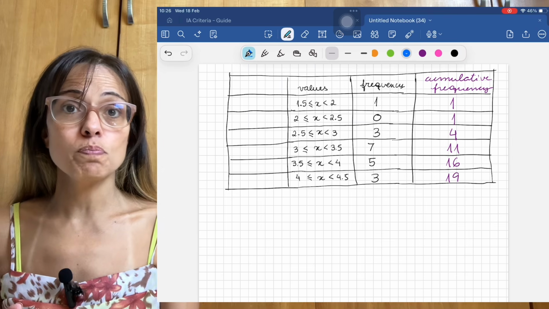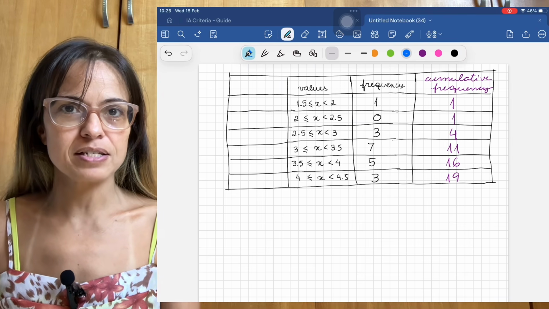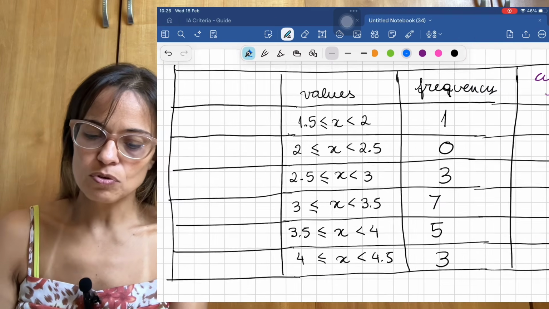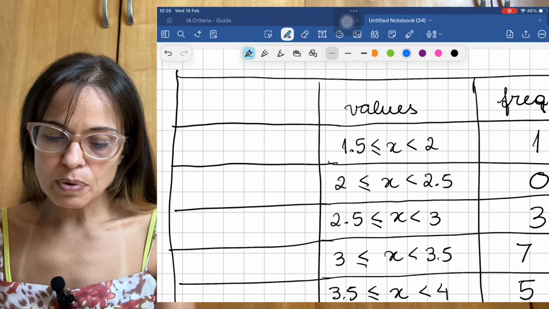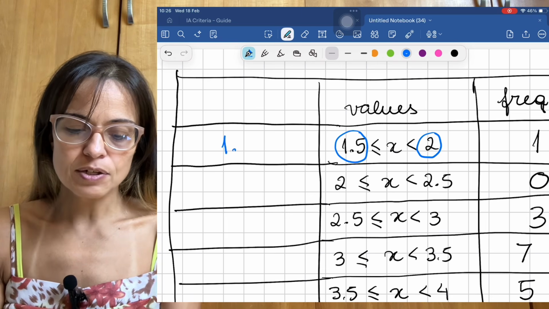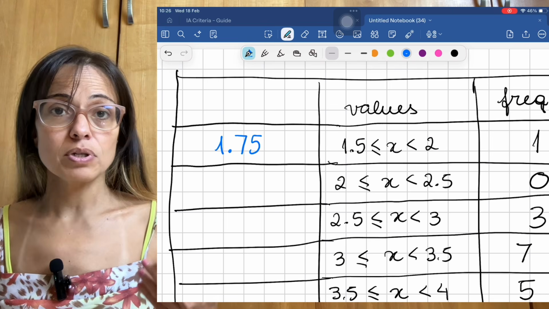And the thing that you're supposed to do here, what you're expected to do if an exam question asks you about this kind of thing, is that for each one of the intervals of grouped data, you're going to pretend that everybody that is between 1.5 and 2 is exactly 1.75. That is not an unreasonable assumption.